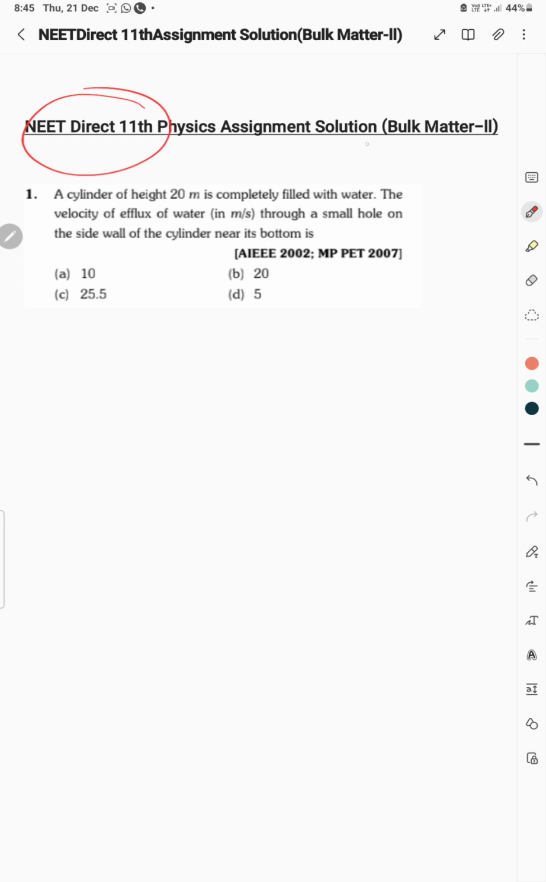Today we shall discuss the solutions to the problems given in the assignment of physics from the chapter of bulk matter part 2nd. These problems were taken from various competitive examinations. So let us start from question first.